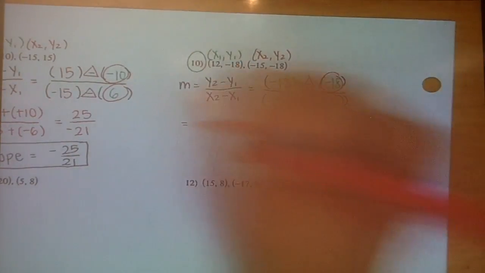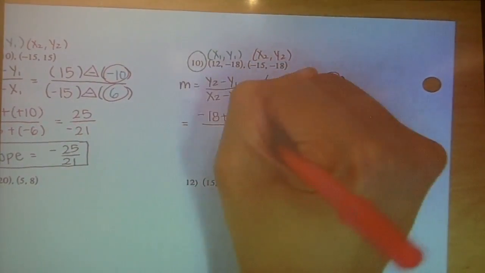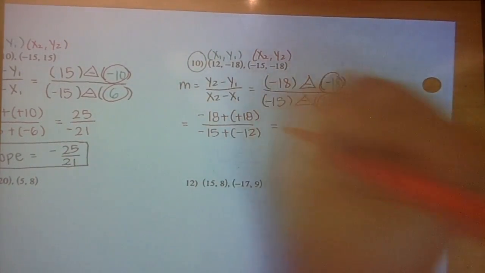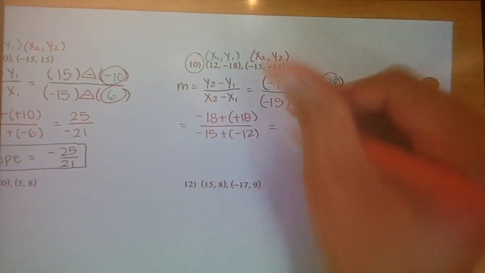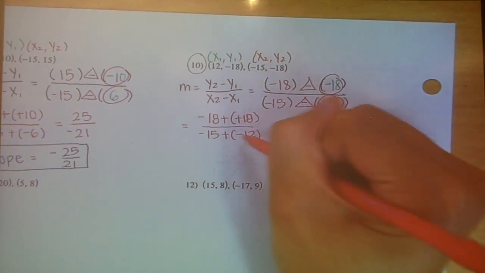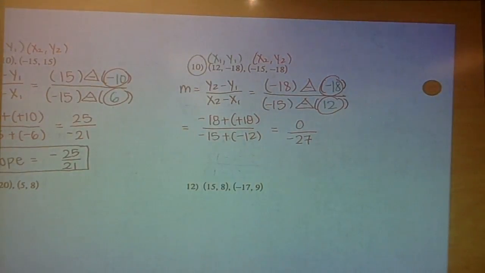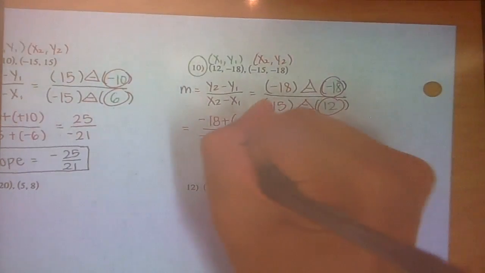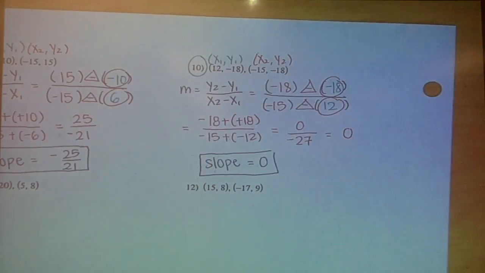So I rewrite it. I get negative 18 plus a positive 18, negative 15 plus a negative 12. So I get negative 18 and positive 18 become 0, and negative 15 and negative 12 become a negative 27. So I know 0 divided by anything is just 0, so my slope is 0. Check your answer. Fix your mistake if you have one.